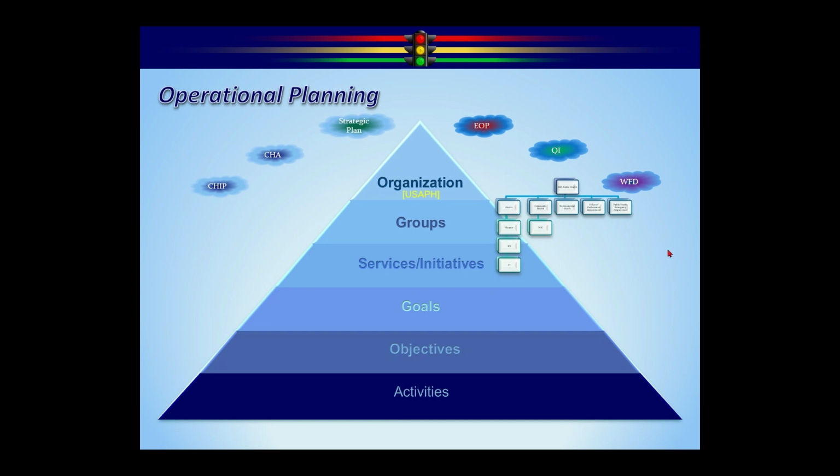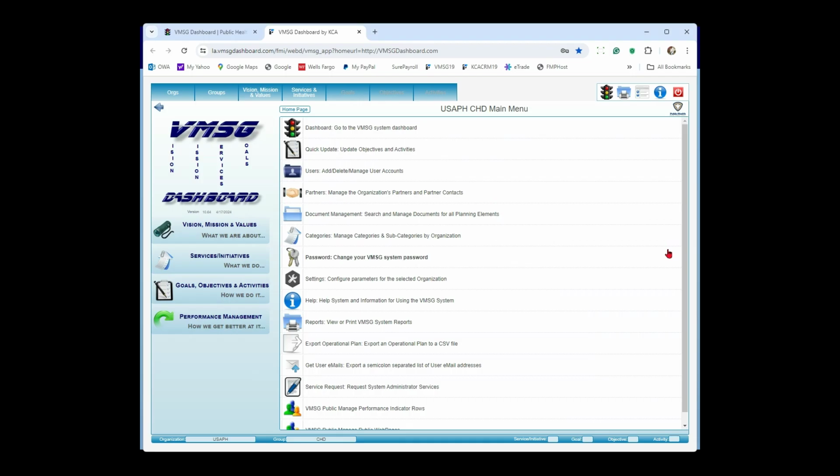So we have a little demo organization we call USA Public Health, and I will tab over there now. When you log in, and again, I'm going to walk you through the login process later, you're going to see a screen similar to this, depending on your permissions as to how many of these buttons you'll see down here. But these tabs across the top are that pyramid I just showed you flipped on its left side. So as I'm navigating left to right on the tabs, I'm going down the pyramid. So my organization, my health department, my groups, my service initiatives, my goals, my objectives, my activities.